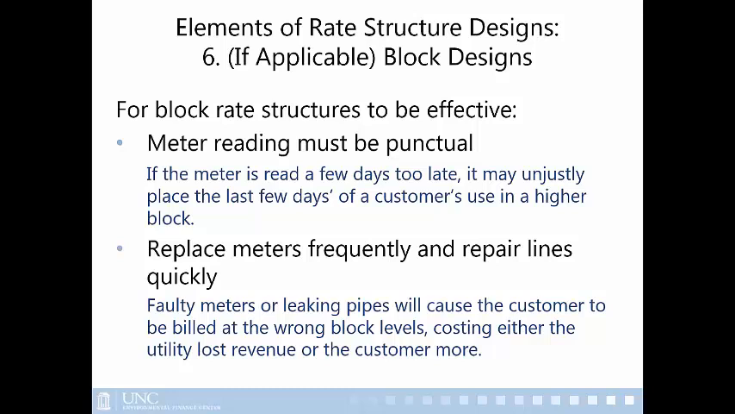And then replace the meters frequently and repair lines quickly so that your meter reading is accurate, because now your rates and your revenues are more dependent on the meter reading than they would be under uniform rates. With uniform rates, things kind of even out over time, but with a block rate structure, you want to make sure that you're charging the right volumes in the right blocks as well. So there's a more immediate need to make sure that the meter reading is accurate, and that you don't have a lot of leaks as well.